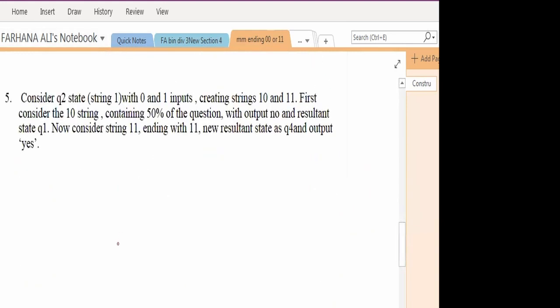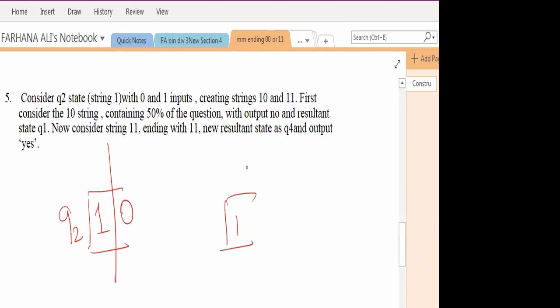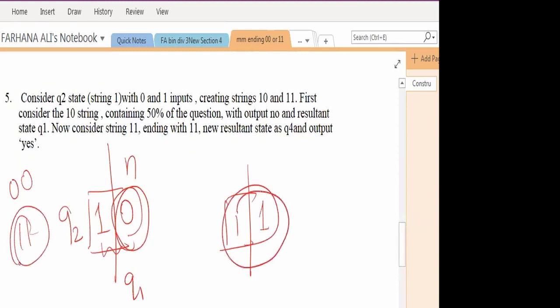Now we consider the next newly generated state, Q2. Q2 was the string 1. So Q2 with the next input symbol can be either 0 or 1. If the next input symbol is 0, the newly generated string is 10. Comparing with double zero and double one, our targeted strings, it contains 50% of the required string, which was indicated by the state Q1 having the output no. And Q2 with the next input symbol 1 generates the required string 11, with output yes, and this condition we can mark with the new resultant state Q4.